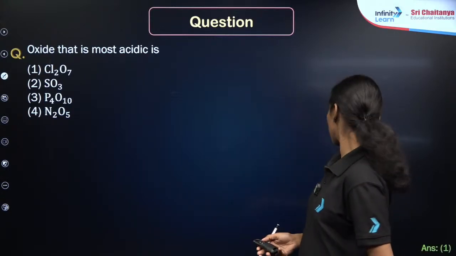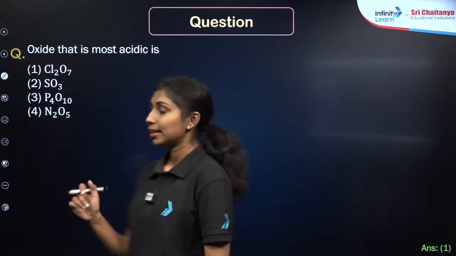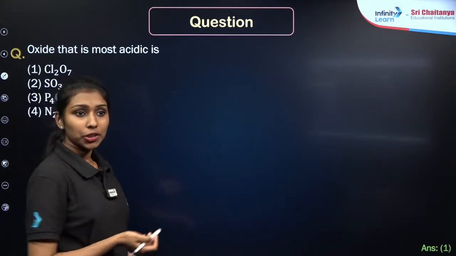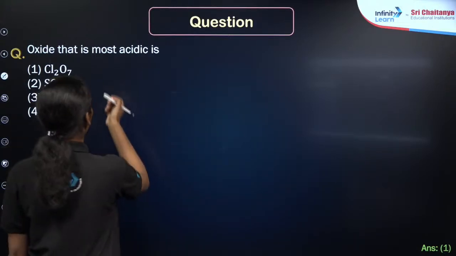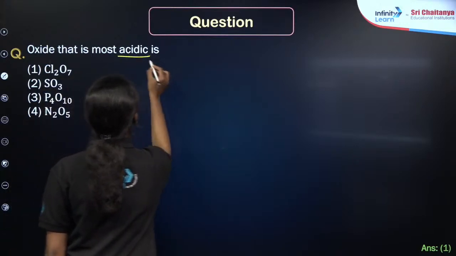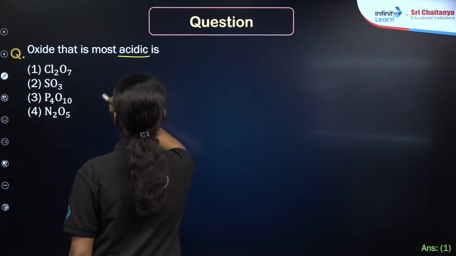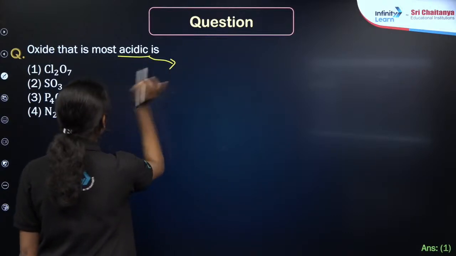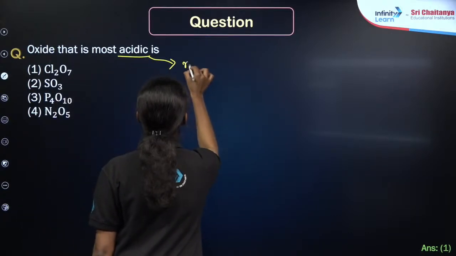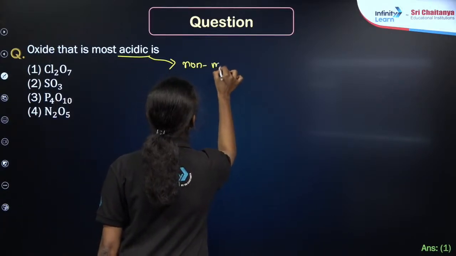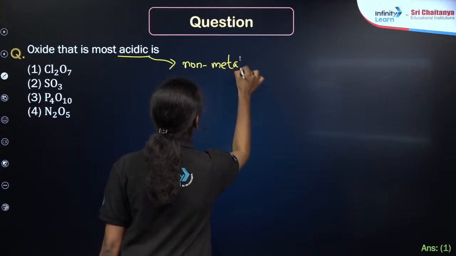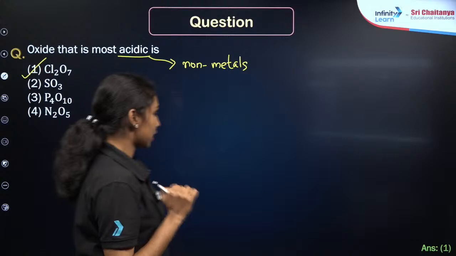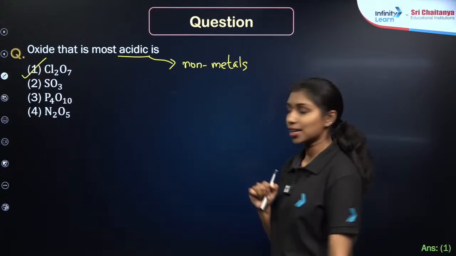Option 1, right? Cl2O7. Acidic oxides are formed by the non-metals. For example, you can see here Cl2O7 is the one having the most acidic oxide. Therefore, option A is the correct answer.